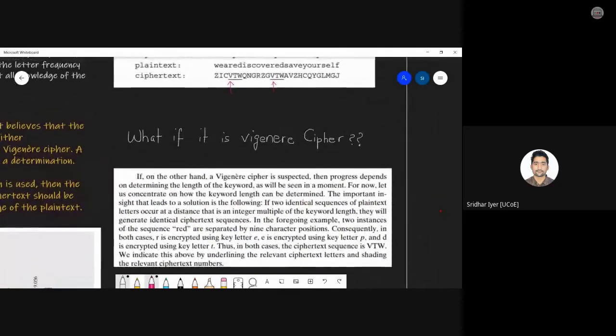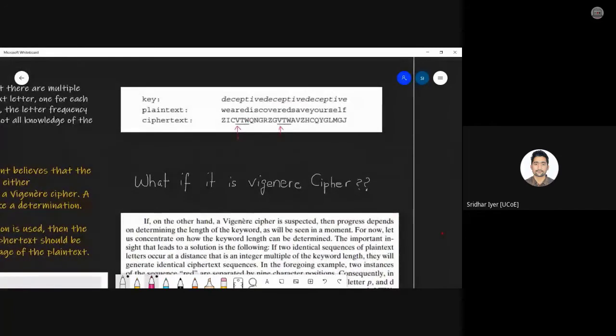A Vigenere cipher. What happens in the case of a Vigenere cipher? Just take an example. At some point of time, you will see that there is some sort of a pattern. Coincidentally, in this example, there is a clear-cut pattern. Yes or no? As you can see, the terms RED, RED are repeating, and we are getting ciphertext as VTW, VTW. What the attacker does is, first of all, try to find out some patterns. In this case, we are clearly getting some patterns.